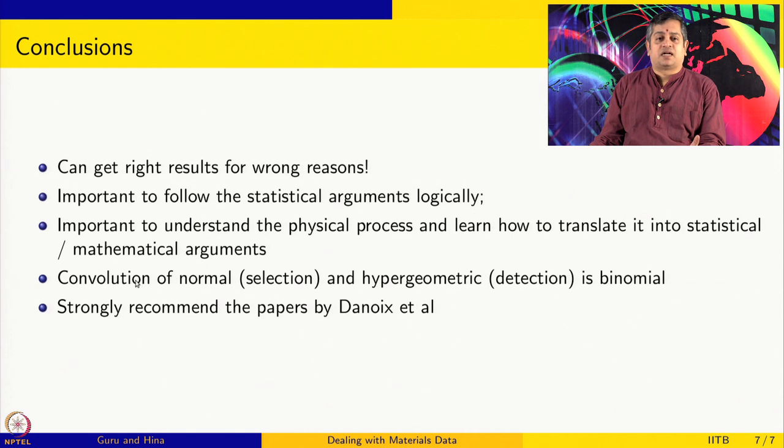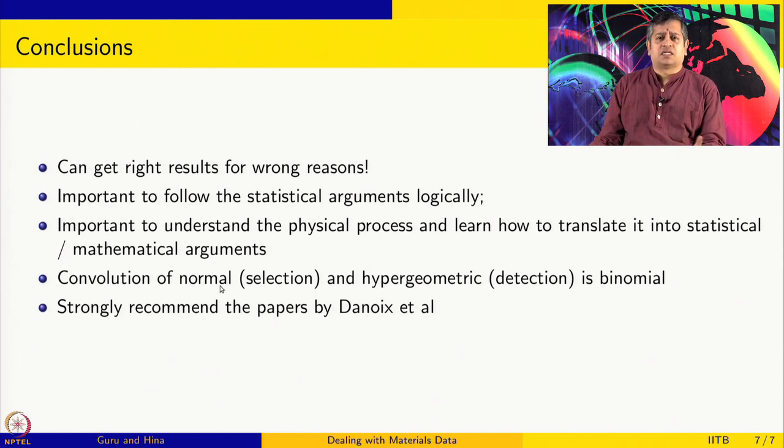And it so happens that the convolution of normal, which is a selection process, and hypergeometric, which is a detection process, is a binomial. Why is the selection process normal? Because we are going to just pull out some m atoms from the sample. We are going to pull them out randomly. So, any deviation you would find is only because of noise or thermal fluctuations, and we are going to learn about this distribution called the normal distribution, which is a continuous distribution. It is very, very important.